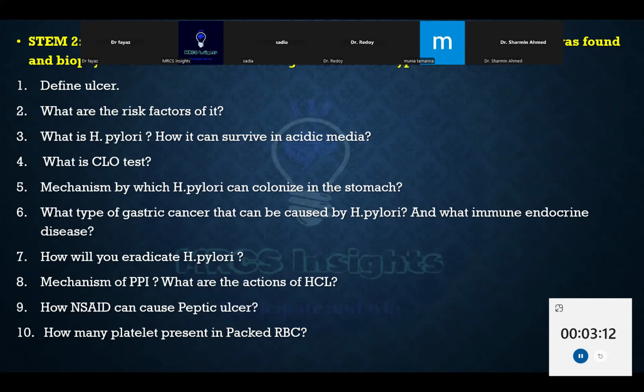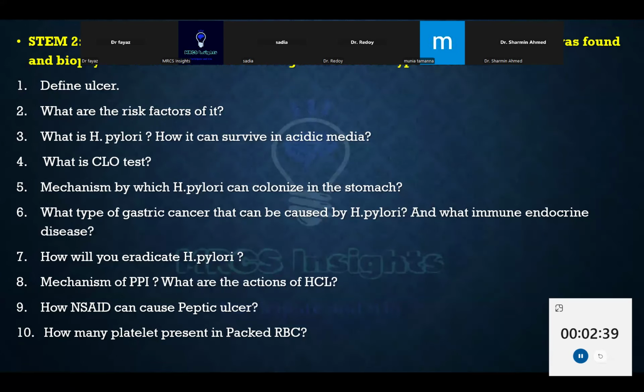How can NSAID cause peptic ulcer? NSAID is a direct topical irritant to the gastric mucosa, and it also impairs the barrier properties of the gastric mucosa. It inhibits the COX enzyme, thereby reducing production of prostaglandin E2. So it reduces vasodilation and blood supply to the gastric mucosa, which impairs healing of superficial ulceration of the gastric mucosa.